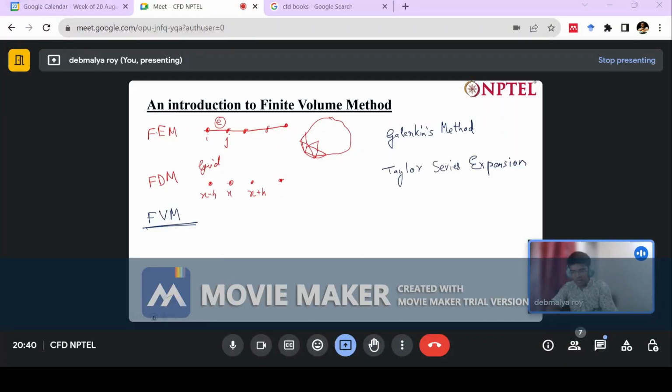So in FVM, what happens is we divide our domain into control volumes. Let's say we have a 1D domain, as we have studied 1D domains for the other methods as well. So let's have a 1D domain. So these are control volumes. CV is control volume. This corresponds to an element in finite element.